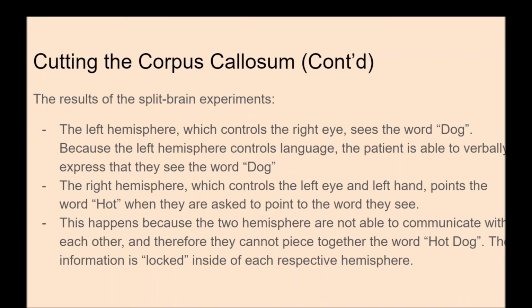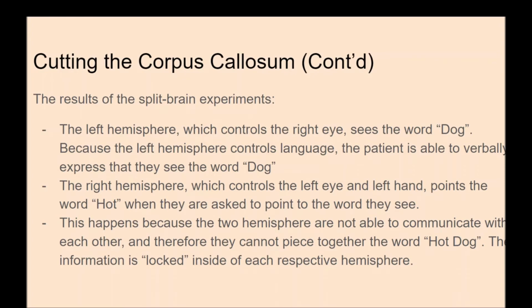So the results of the split brain experiments are that the left hemisphere, which controls the right eye, sees the word dog, and the patient is able to verbally express that they see the word dog because the left hemisphere controls language. The right hemisphere, which controls the left eye and the left hand, points to the word hot when they're asked to point to the word they see.